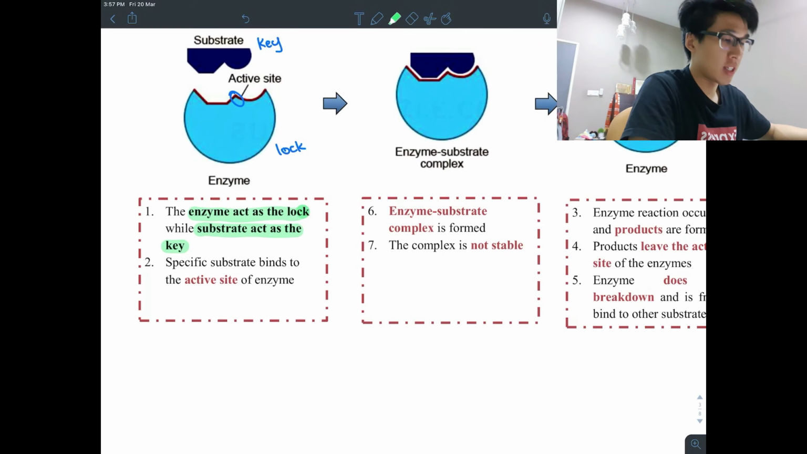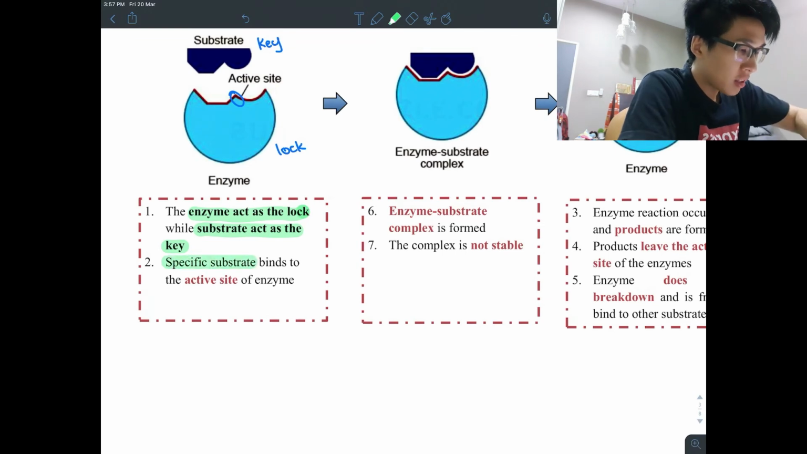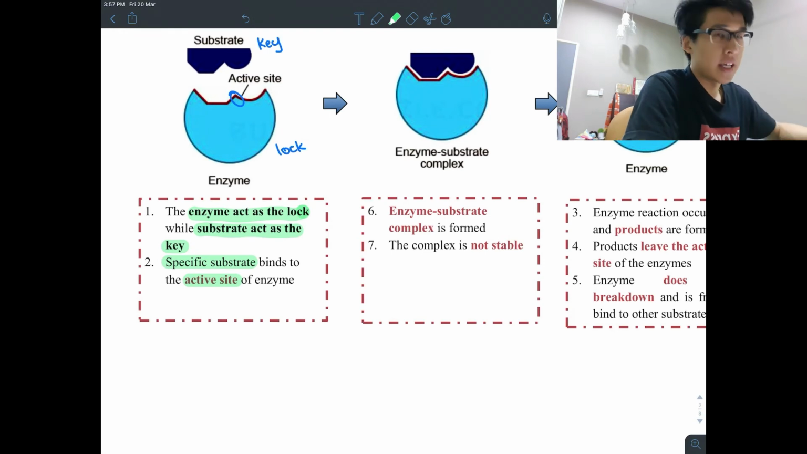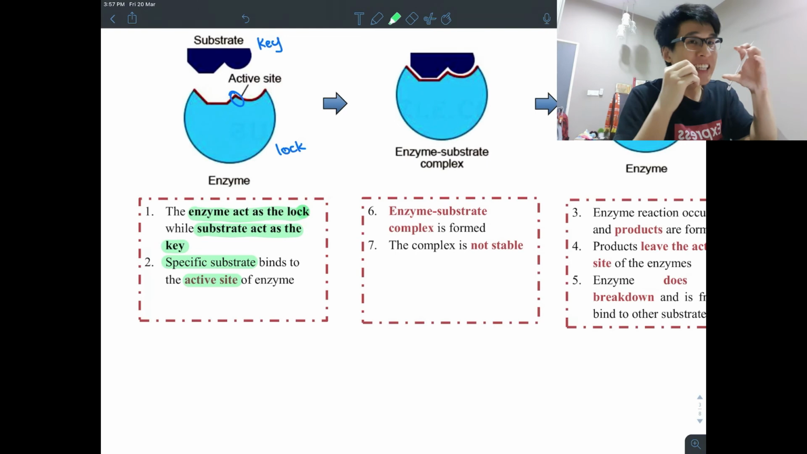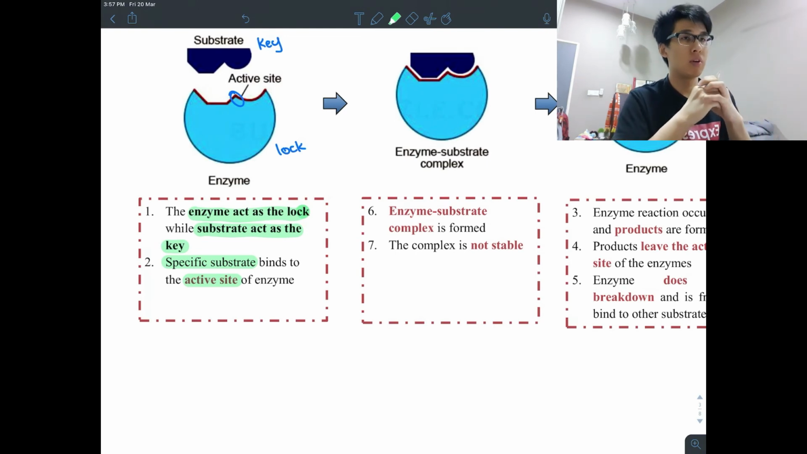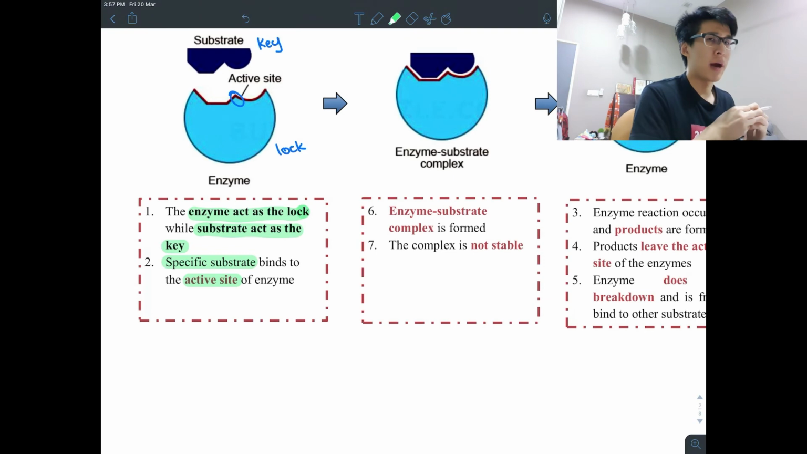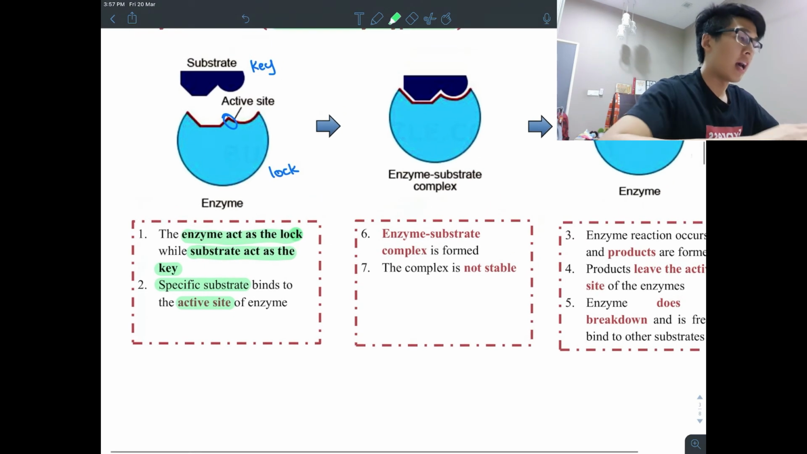Okay, then we start by saying the specific substrate binds to the active site of the enzyme. So remember, you must say specific substrate binds to active site of the enzyme. A lot of you will say substrate binds to enzyme. No, you must say bind to active site, because you cannot bind to the head or the butt. There's only one part of the enzyme the substrate can bind to, which is the active site. So very important, must say specific substrate binds to active site.